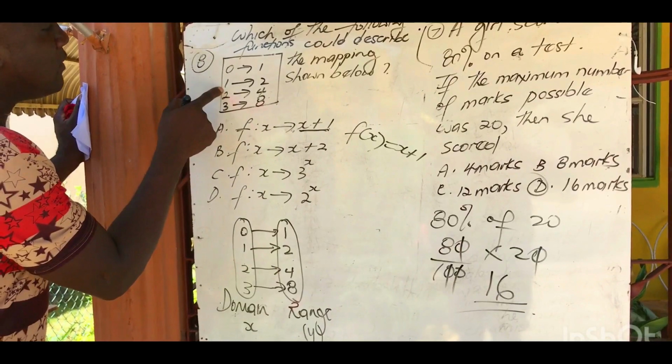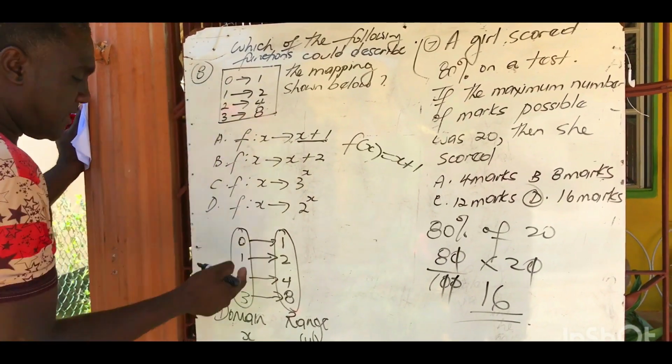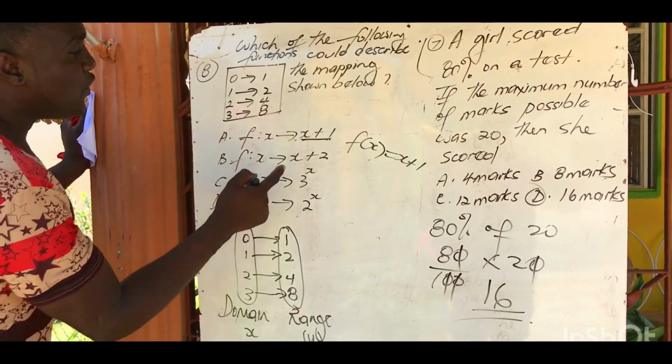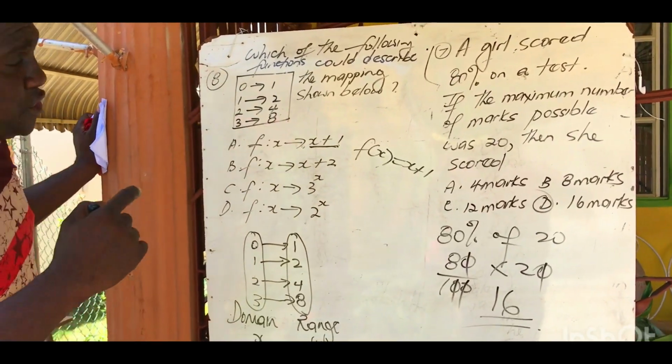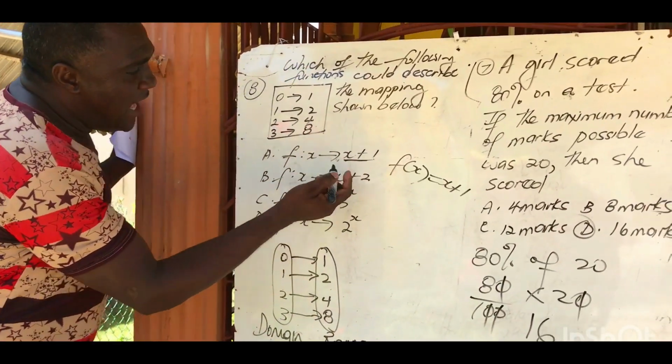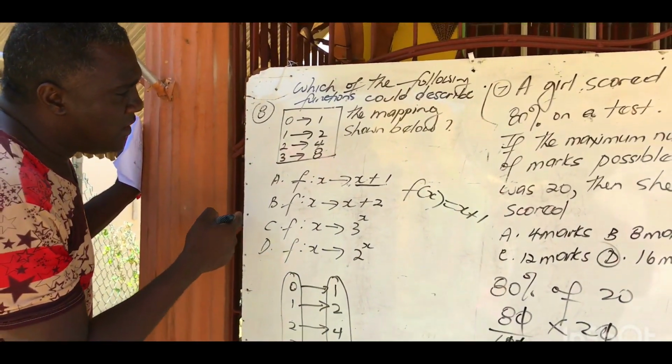So if I check 1, good. Anywhere I see x, I put 1. So it's 1 plus 1, which gives us 2. So you might jump to the conclusion that this answer is correct. But please check the others.